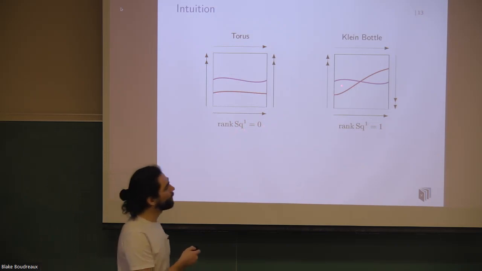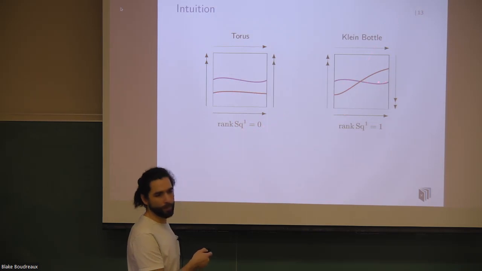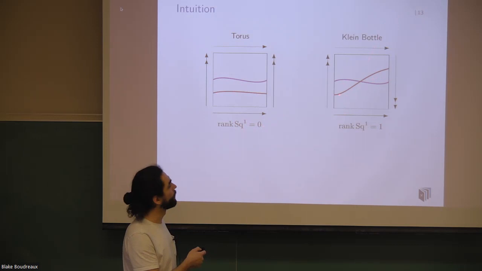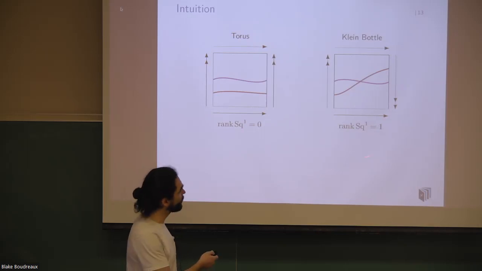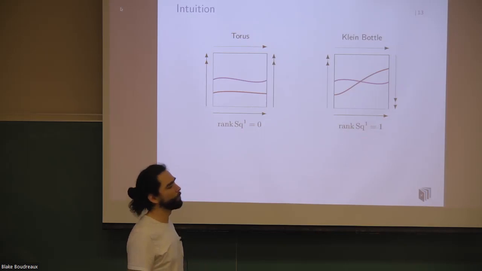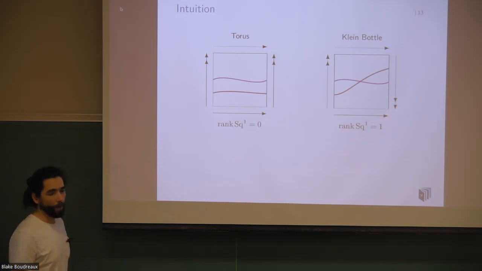Over here, if we do the same, if we start with a curve and then we displace it, we will always have an odd number of intersection points. Because this point is connected to that point, we're going to have a non-trivial self-intersection. And that is captured by the fact that the first Steenrod square has rank one in this case. This is intuition for the thing that we're after. So some topological twisting.